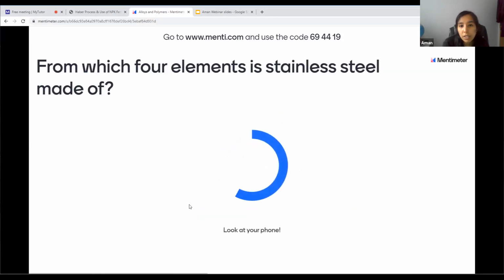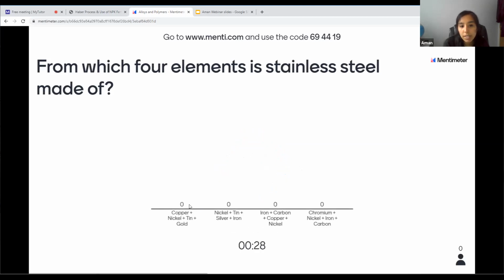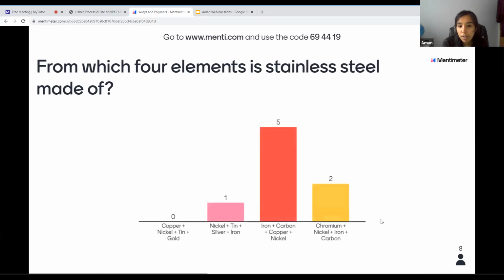From which 4 elements is stainless steel made? Is it copper, nickel, tin and gold? Nickel, tin, silver and iron? Iron, carbon, copper and nickel? Or chromium, nickel, iron and carbon? So hopefully you remember what steel is made of. That should knock a couple out for you if you remember what steel is made of, and then it's about what makes it stainless.